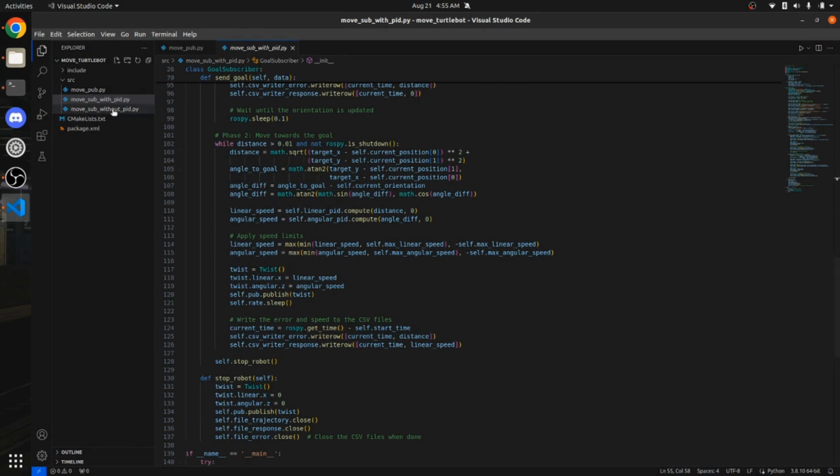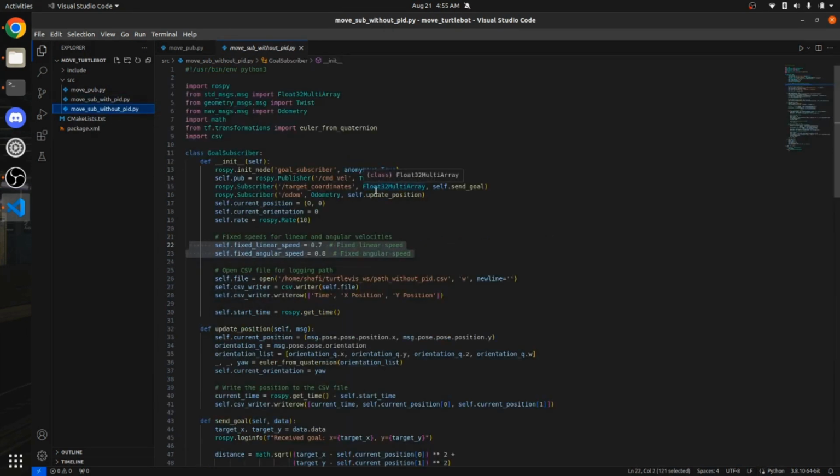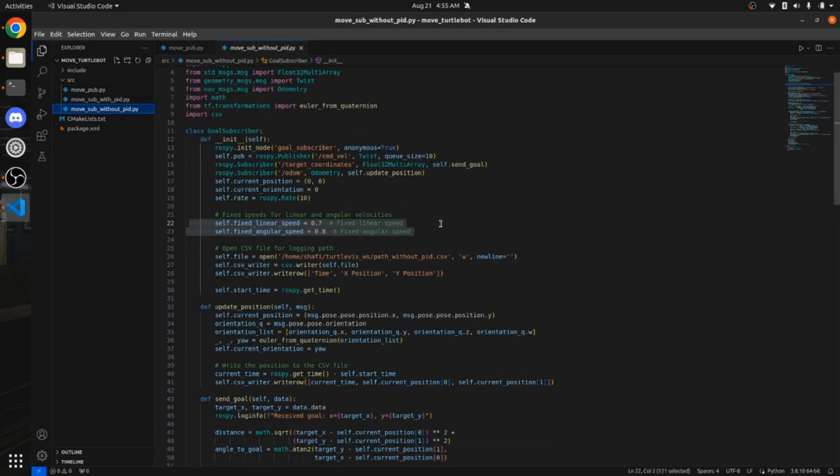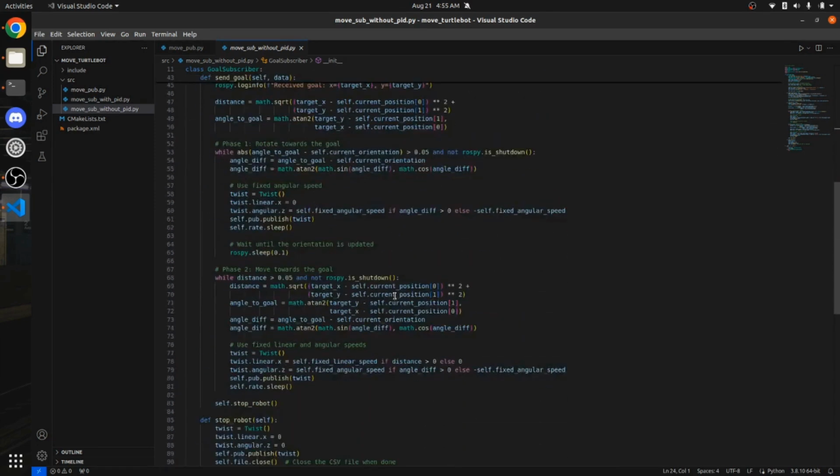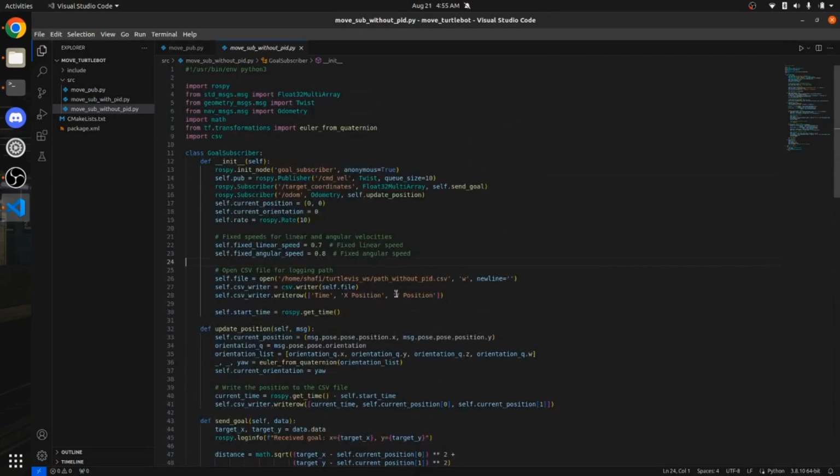And let's see the subscriber node without PID implementation. It's basically the same thing, with just one difference: we have not used the PID. Instead, we have set the velocity at a constant rate, and otherwise it's the same code. Okay, now let's run the code and see how the TurtleBot moves in the Gazebo world.